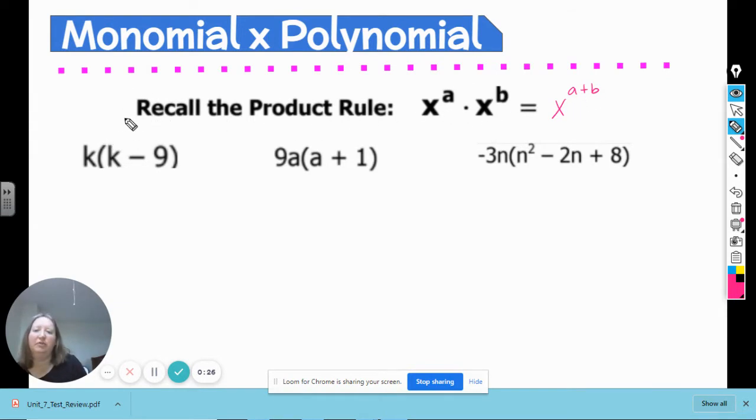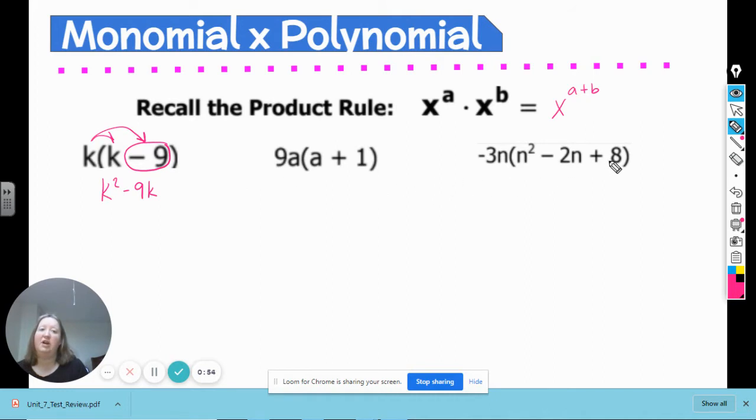Okay, here we're just doing a little distribution. You're going to distribute to the first term and then the second term. Remember that a term wears its sign in front, meaning it keeps the sign when you multiply it. So k times k is k squared, and then k times a negative 9 is negative 9k. Done. That's a monomial, and this is actually a binomial.